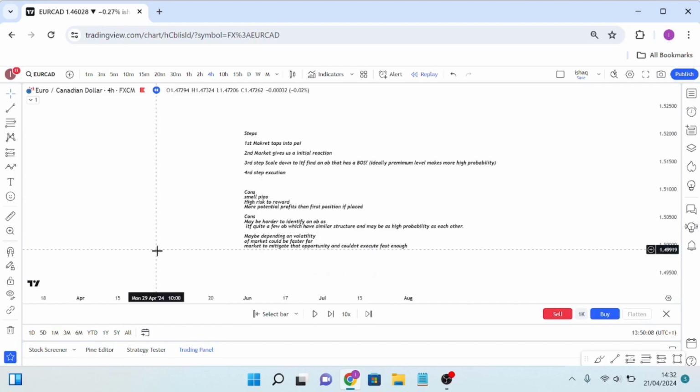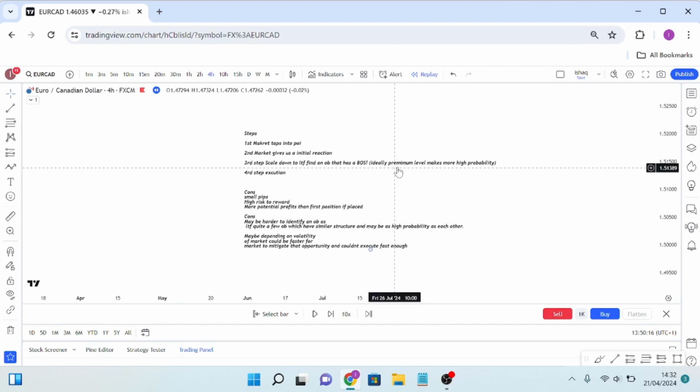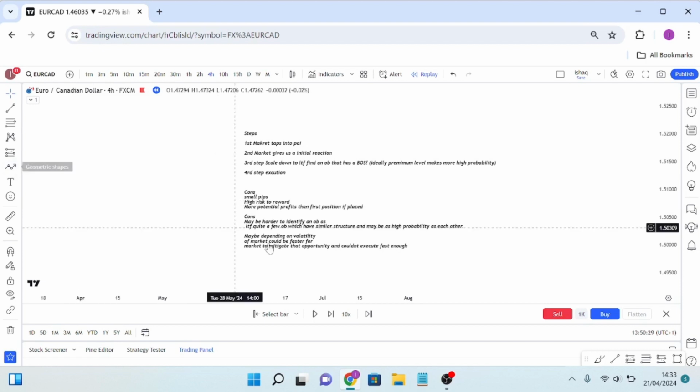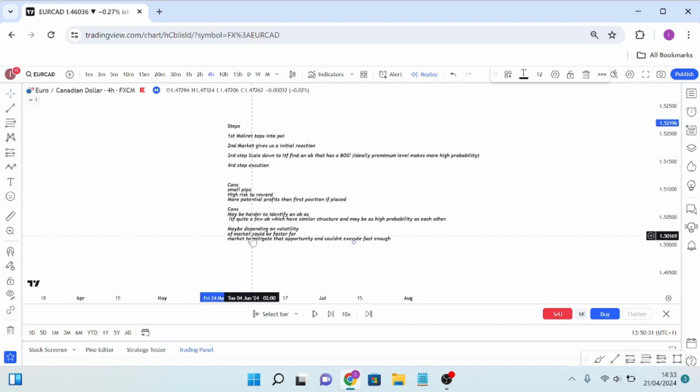Go to a lower time frame and see if there's an opportunity which has a break of structure, maybe some extra confluences and liquidity. Ideally, a premium level makes it more high probability. The way we're able to take a lower time frame entry, it has to break structure. And the fourth step is execution. Taking the trade, no hesitation, taking it.